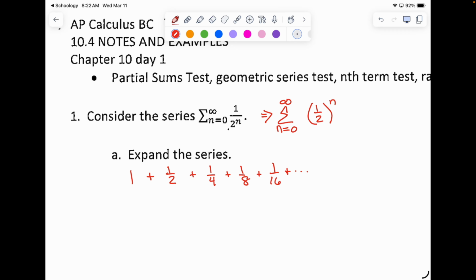If your series ends, you would want your last term to be the ending, so 1 over 256. If your series doesn't end, you want to leave the dot, dot, dots at the end so it indicates that it goes on forever.